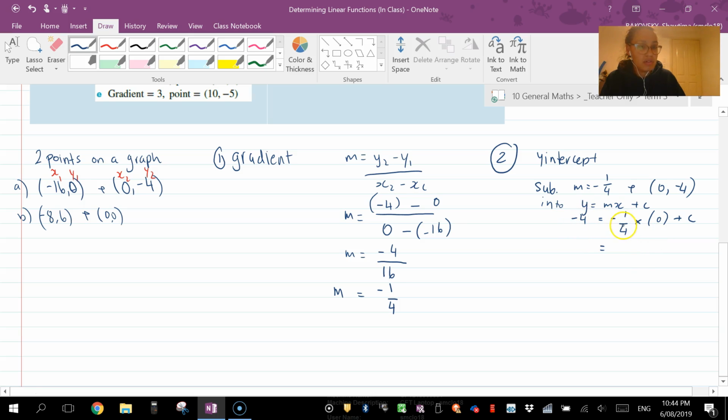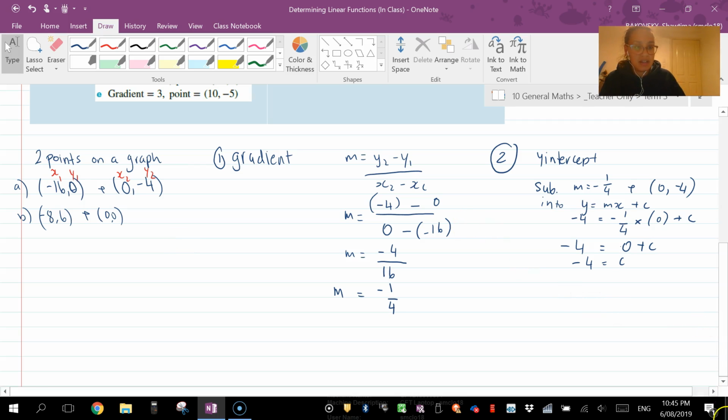So -4 equals -1/4 times 0, which is 0, plus c. So 0 plus c. I should have noticed that. That is a y-intercept there. Anyway, still good to go through it. So 0 plus c is -4. If I move the 0 over there, it doesn't matter, I subtract 0, it's still going to be -4, which means that c is -4. If you have a look over here, it certainly is.